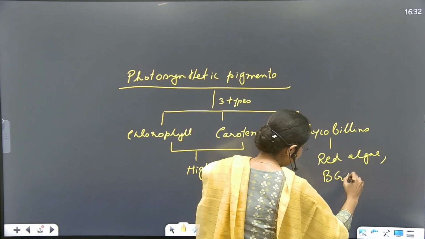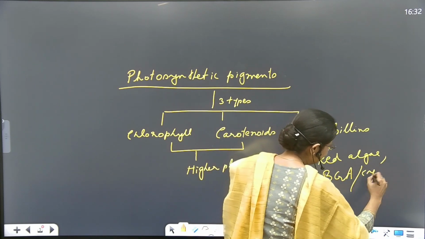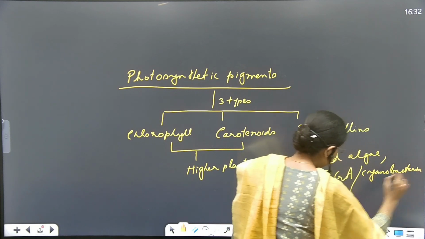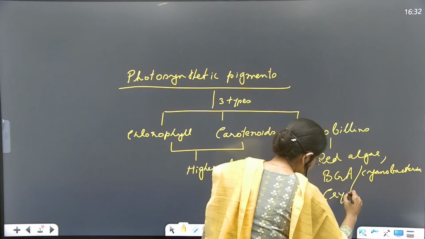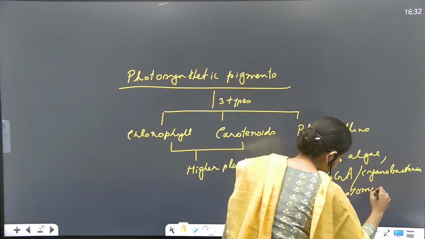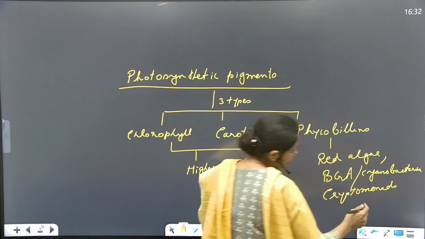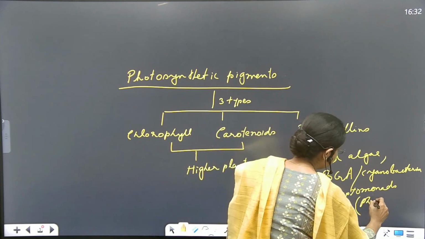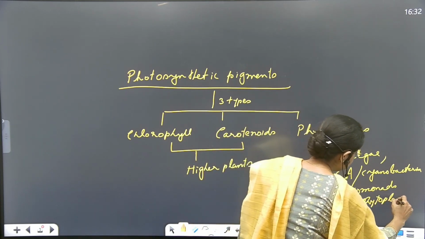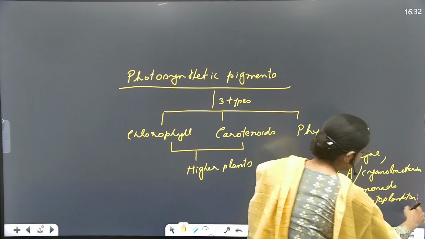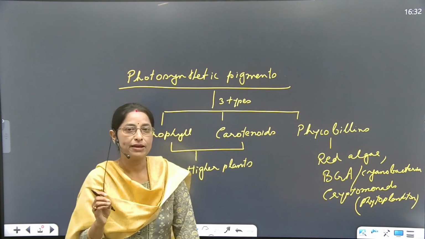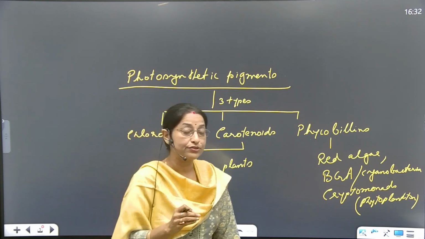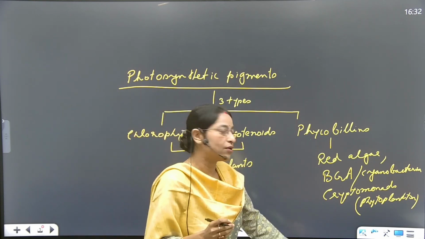Blue green algae, which is also called cyanobacteria, right? We'll also have cryptomonads. Cryptomonads are a type of algae, or we can just use the word phytoplankton. Phytoplankton, zooplankton, there are two words, no? Very small microscopic plant-like organisms are called phytoplankton. Very small microscopic animal-like organisms are called zooplankton.